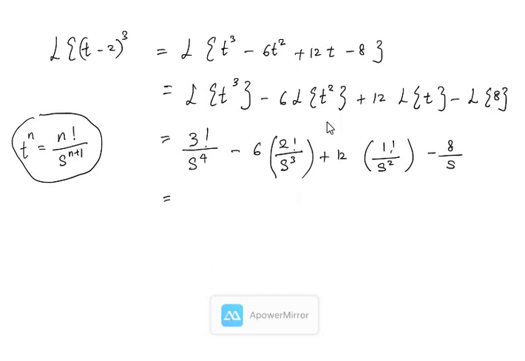So 3 factorial means 3 times 2 times 1, so I will have 6 divided by s to the power of 4, minus 2 factorial times 6, which is 12, divided by s cubed, plus 12 divided by s squared, minus 8 over s.